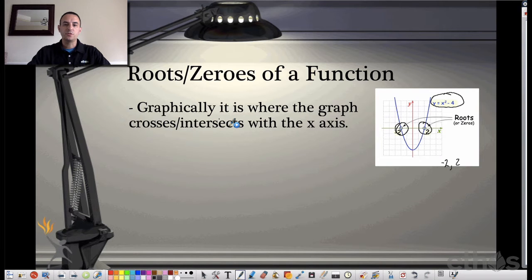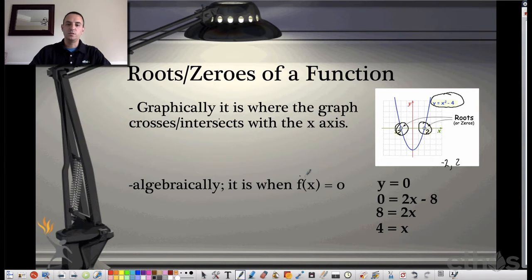Okay. Algebraically, it looks a little different. You set the result of the function, the f of x, equal to 0. So you say y is equal to 0. So you take this equation and substitute 0. Now you solve for x. So it tells you where that crosses the x-axis. Like you'd see, you'd add 8 to both sides. You get 8 equals 2x, and then divide both by 2 to get 4 equals x. And that would be your root for that one.